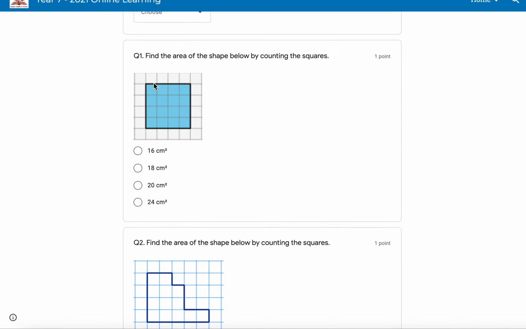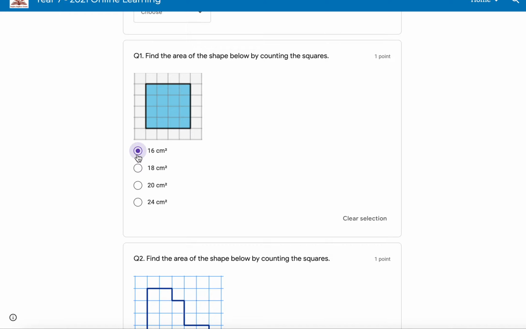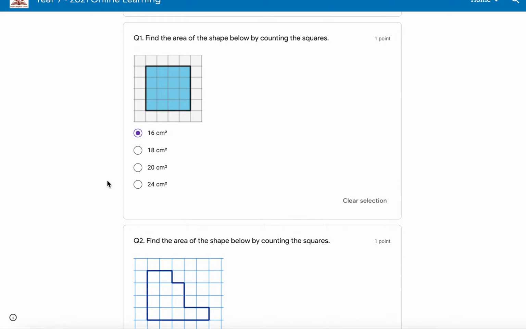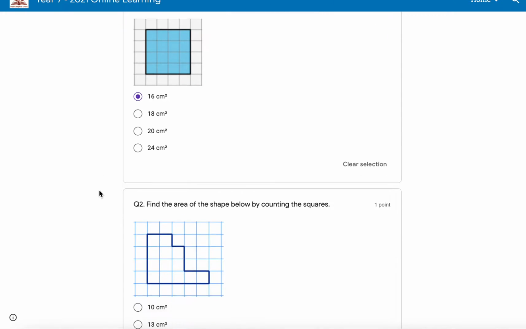Okay, so find the area of the shape below by counting the squares. 1, 2, 3, 4 across and 1, 2, 3, 4 down. And we can see that this is a square. So 4 times 4 is 16. You can count them individually if you like, but I know that 4 times 4 is 16, so that's quicker for me. So 16 square centimetres is the area of this shape.